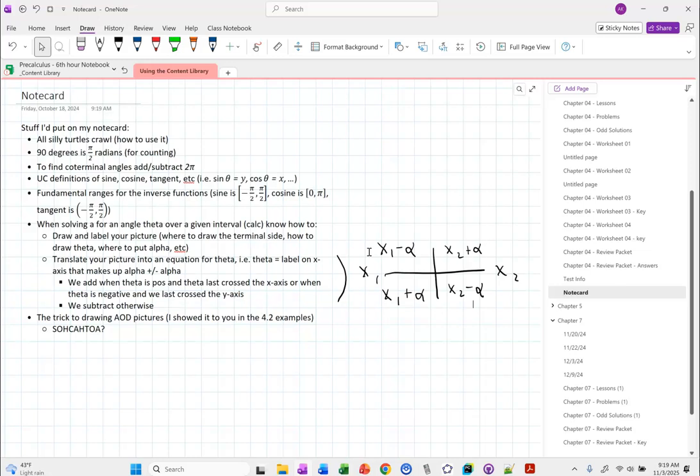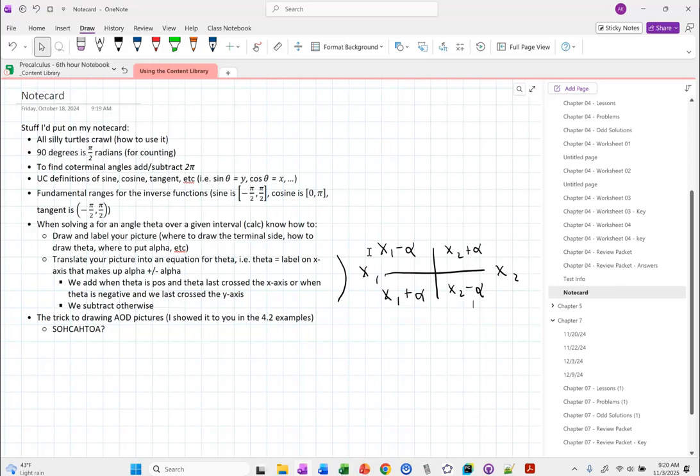Know that 90 degrees is pi over 2 radians, because that's what we use to do the counting, right? To find a coterminal angle, we add or subtract 2 pi. The unit circle definitions for sine, cosine, tangent, etc., like sine is y, cosine is x, etc. The fundamental ranges for our inverse functions, so that sine is negative pi over 2 to positive pi over 2, cosine is 0 to pi, etc.